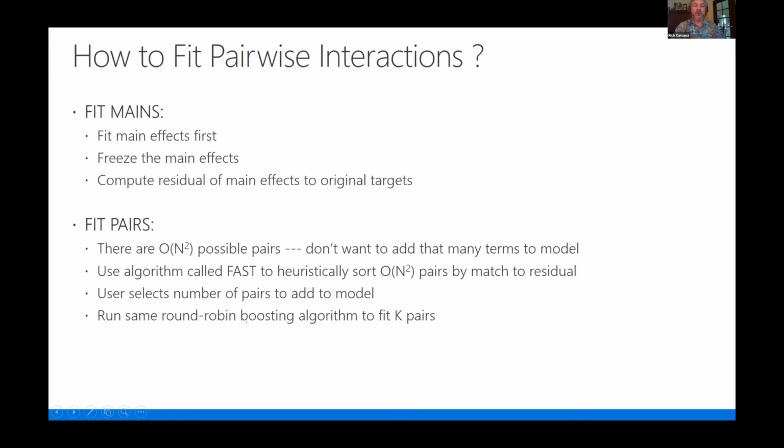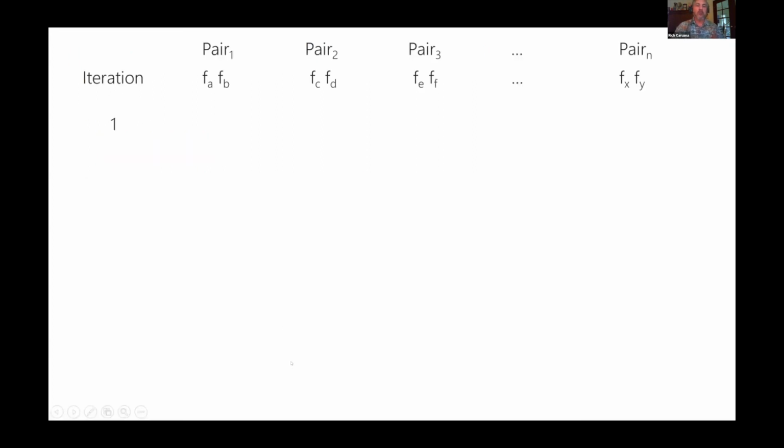And then we'll run a very similar round robin boosting algorithm to fit those pairs. And then in the end, the model is going to be the n mains that we trained in the first step, plus the k pairs that we have fit in the second step. So let me show you what it looks like to fit a pair. The model has told us what pairs to fit. So pair 1 is feature A and feature B.